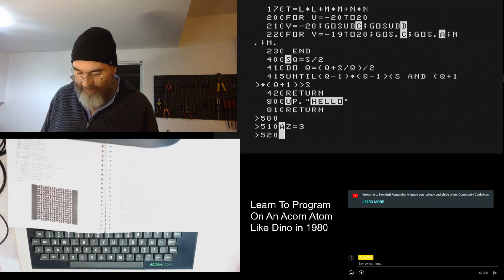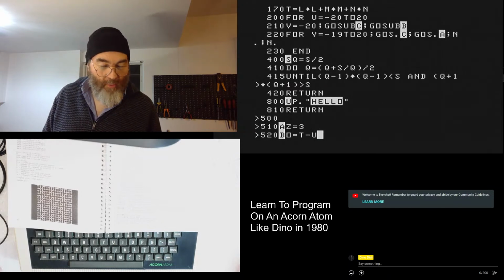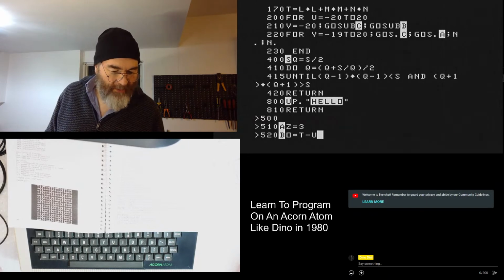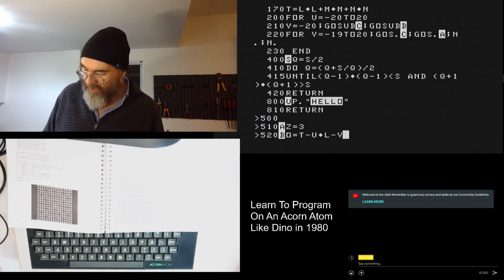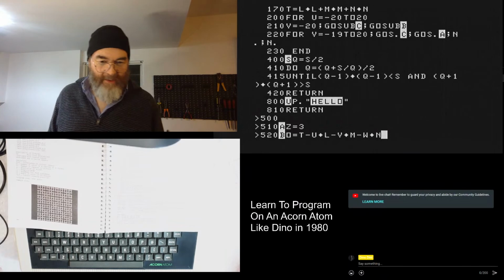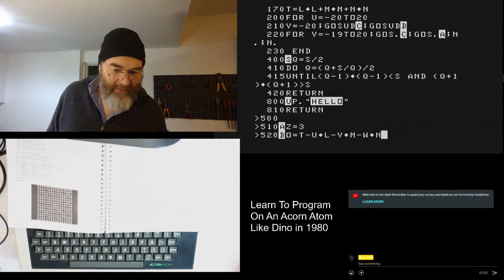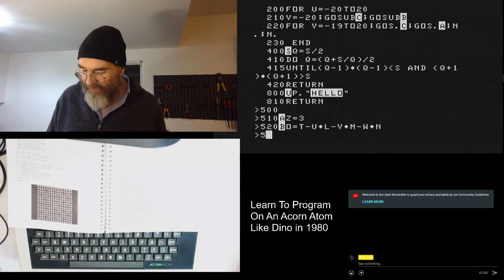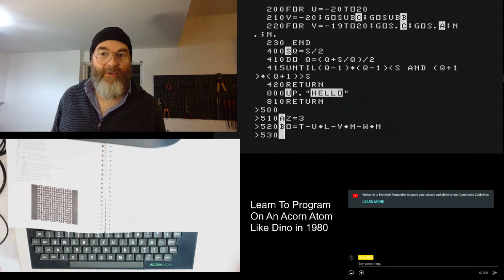520, you put label B, O equals T minus U times L minus V times M minus W times N. Just check that. O, T, yeah, that. Yeah, that looks correct. And then we'll do line 530.